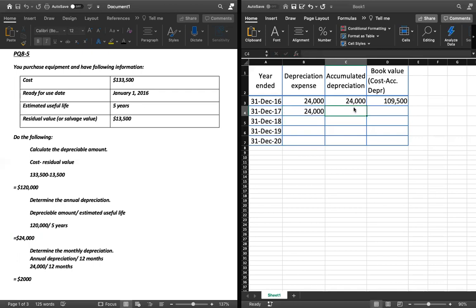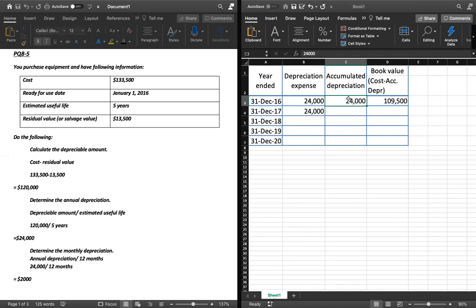Our accumulated depreciation, again, if we remember from the definition that we talked about earlier in the slides, is basically the total amount of depreciation that we accumulated from this equipment since we got it ready for use. Therefore, our accumulated depreciation is basically our depreciation expense from this current year, plus the accumulated depreciation that we calculated in the previous year.